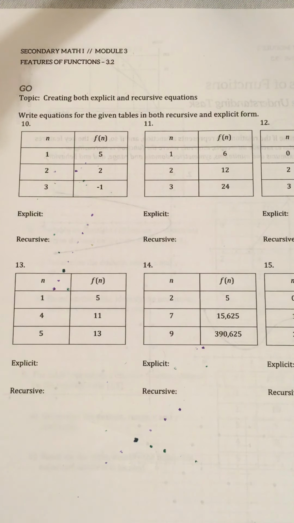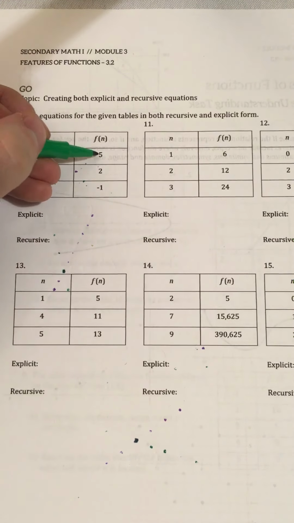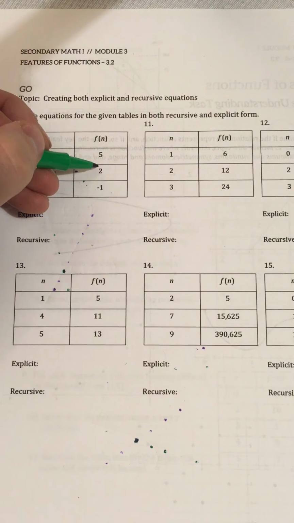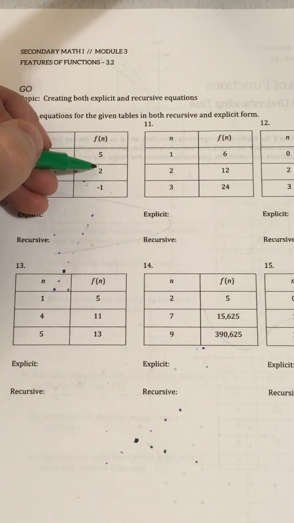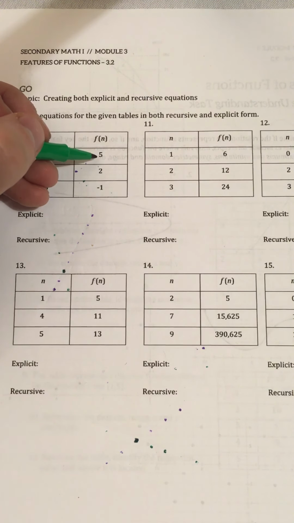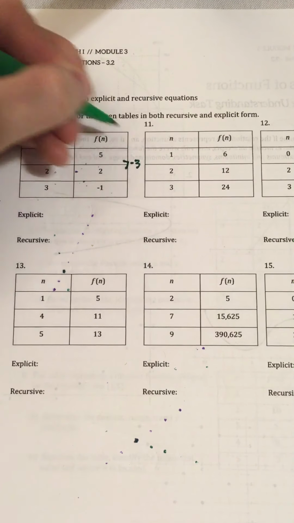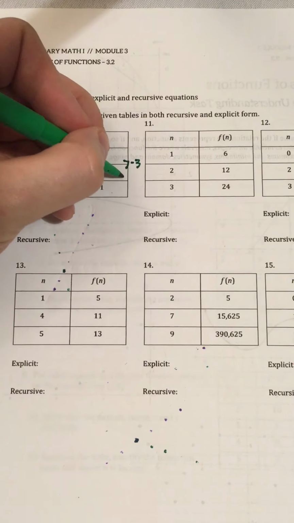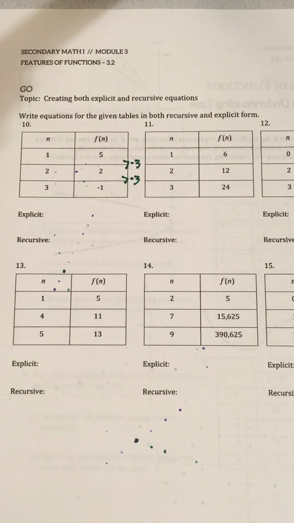I'm going to look for a common pattern. So the first thing I'm going to look for is if there is a common adding or subtracting. From 5 to 2, it's decreasing. So that means I am either subtracting or dividing. Well, I don't know a number that divides from 5 to 2 nicely, so I'm going to start with subtracting. So I know if I subtract 3, I get to 2. And if I subtract 3 again from 2, I do get -1. So I know that it is linear.